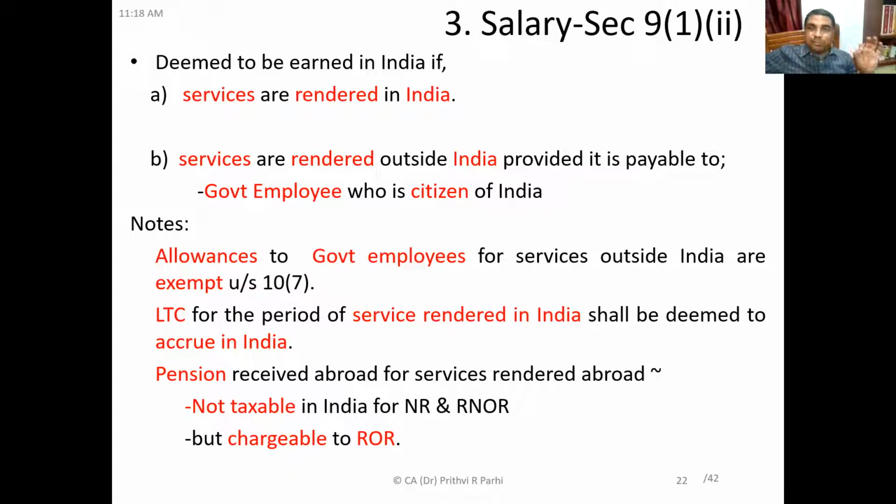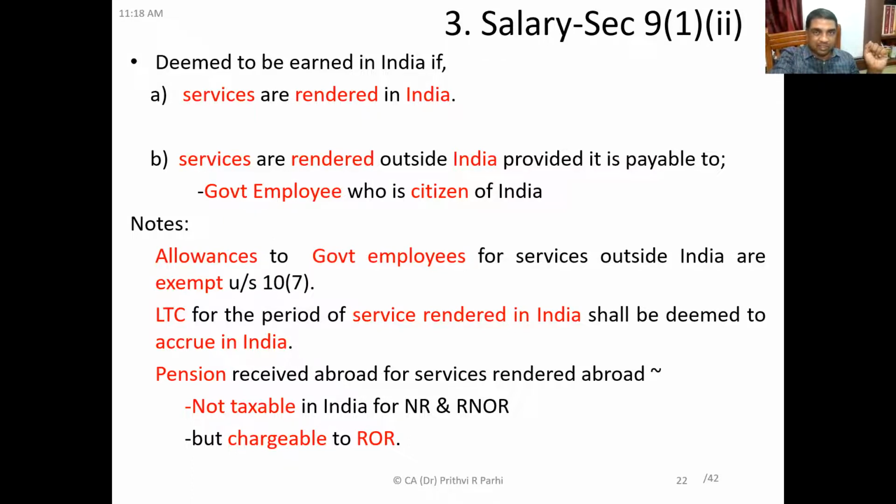But it is chargeable to a resident and ordinary resident, because for a resident and ordinary resident, his global income is chargeable to tax, Indian income as well as foreign income. So foreign pension is not taxable for a non-resident and also not taxable for a resident but not ordinary resident. But it is chargeable to tax for a resident and ordinary resident. Is this concept clear to you?